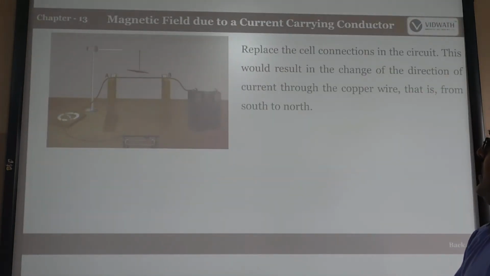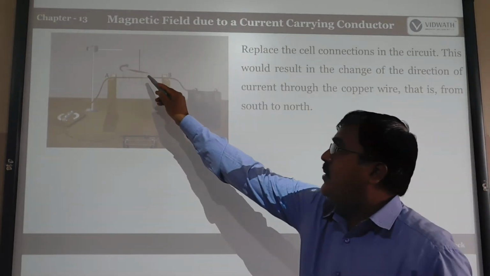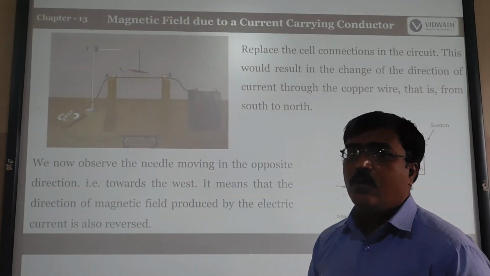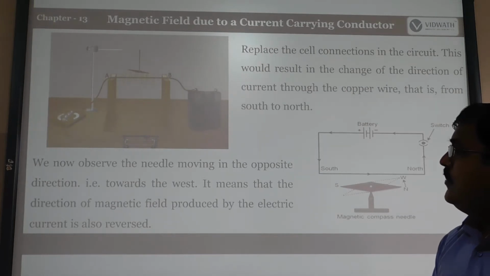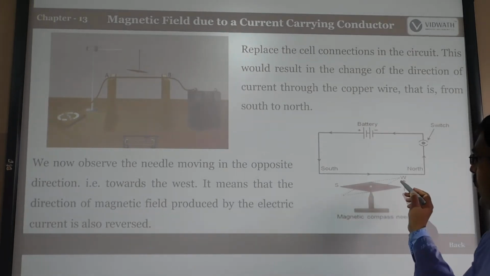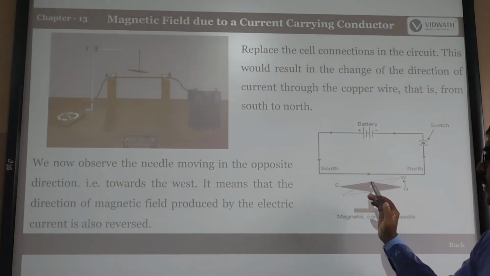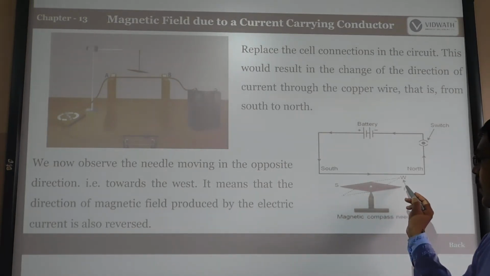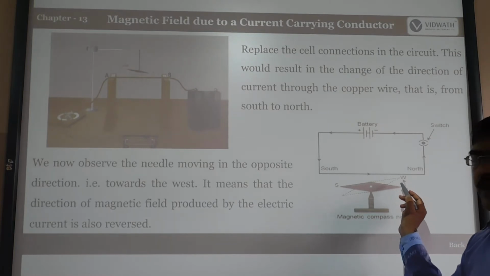So replacing the cell connection in the circuit results in a change in the direction of the current through the copper wire, that is from south to north. Again, you can change the direction of the magnetic needle. So what happens? We now observe the needle moving in the opposite direction, towards the west. So when the direction is reversed, it should move to the west direction.